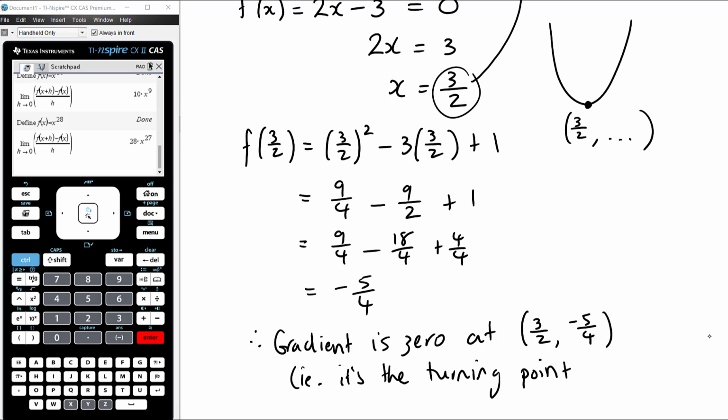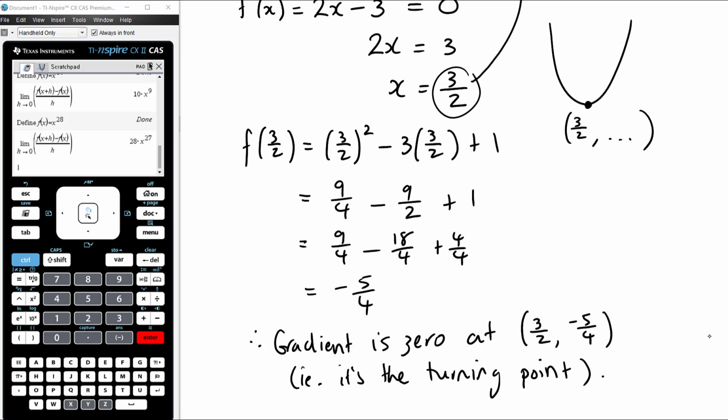And this is a really important strategy for finding turning points. We already have other ways to find the turning point of a parabola, completing the square, etc., etc. But up until now, when we've drawn our cubic graphs, our quartic graphs, etc., we just haven't labelled turning points unless we've had a CAS with us. But now we're going to have a way to calculate the turning points of any kind of function that we know how to differentiate.